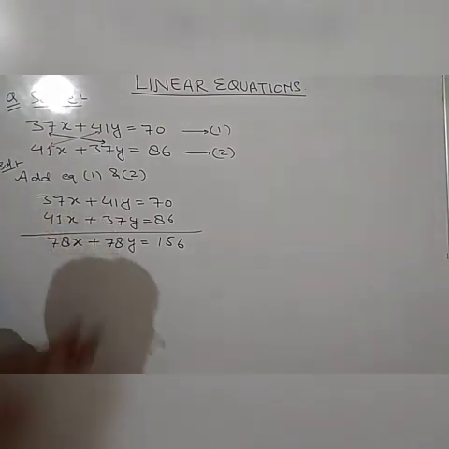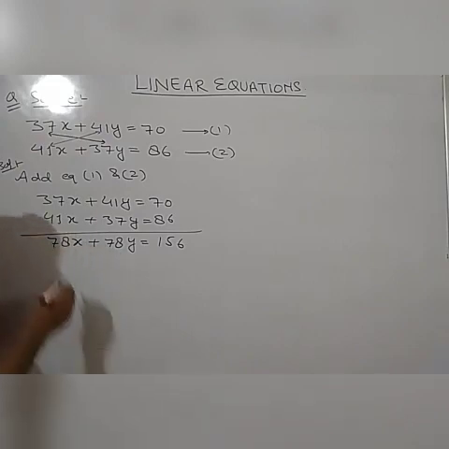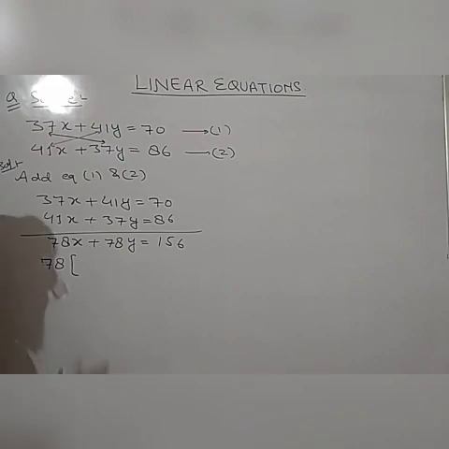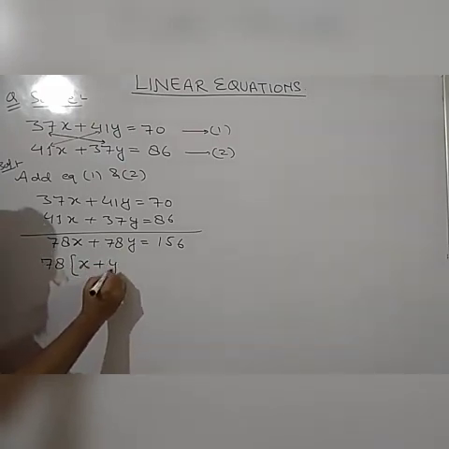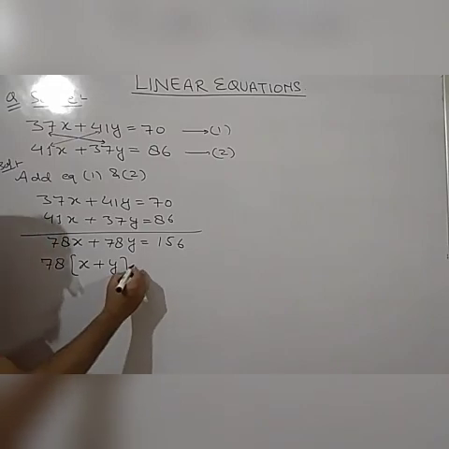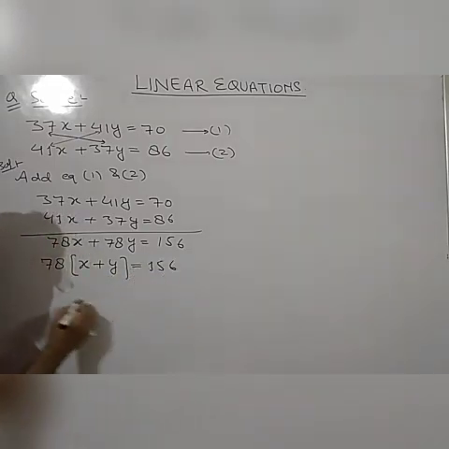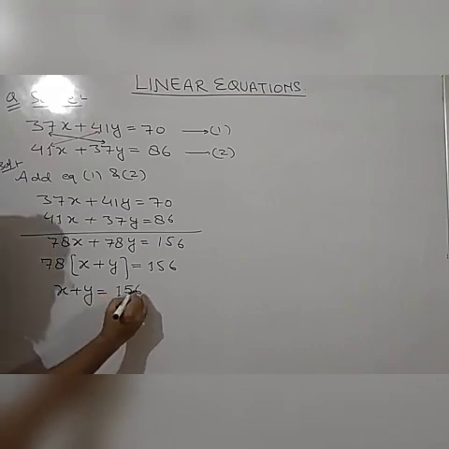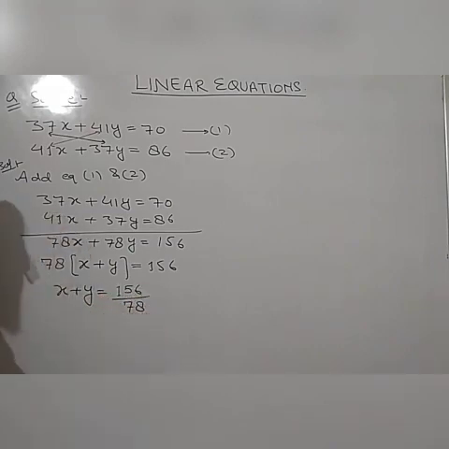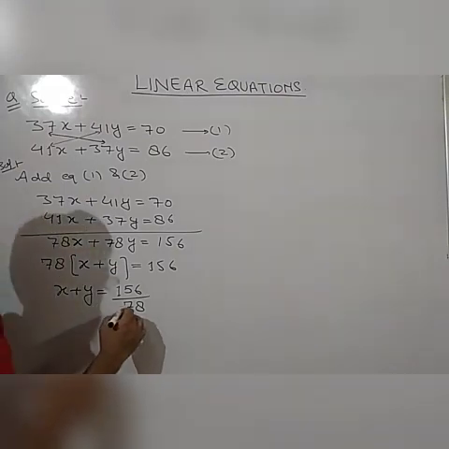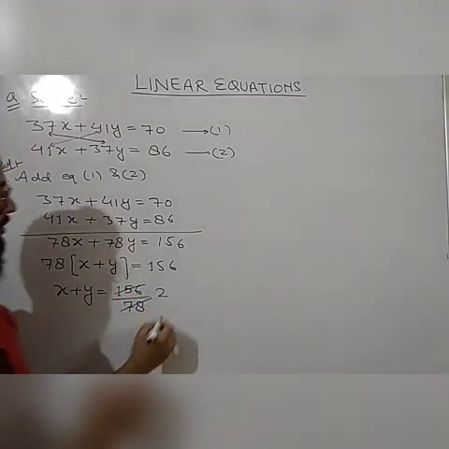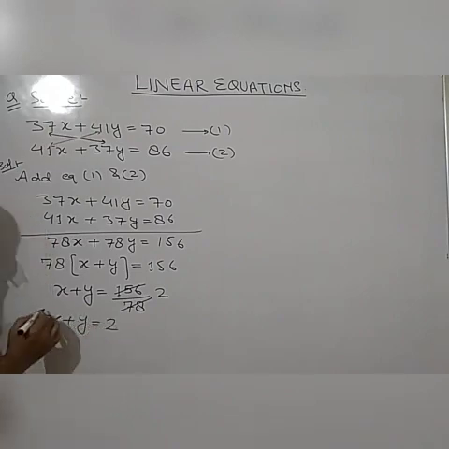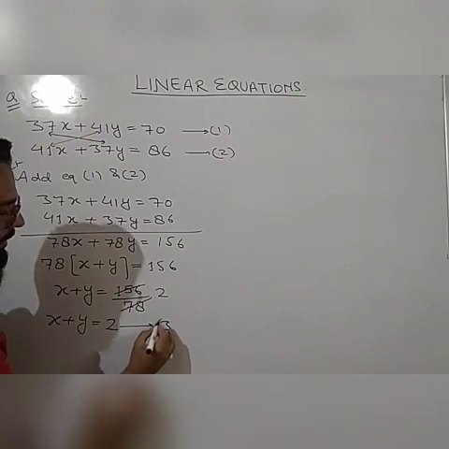This equation can be further simplified. How will it be simplified? If we take 78 common, then the equation will be 78 (x plus y) is equal to 156, or we can write it as x plus y is equal to 156 upon 78, and it will cancel out. It will be equal to 2. So we get the equation x plus y is equal to 2, and we can write it as equation number 3.